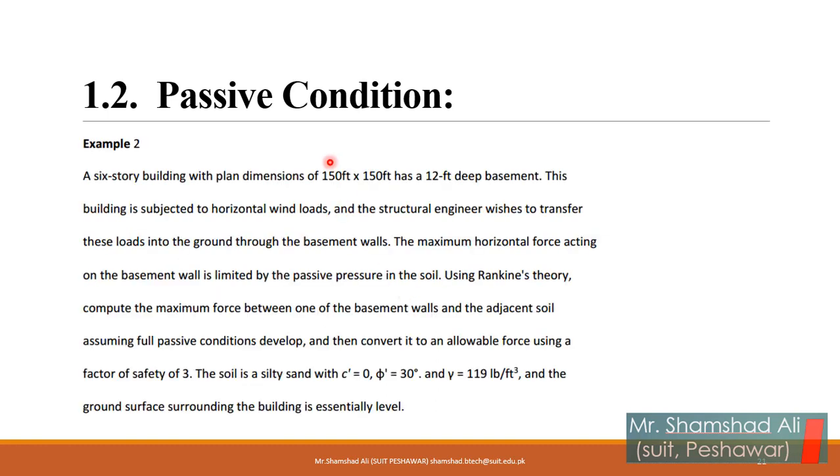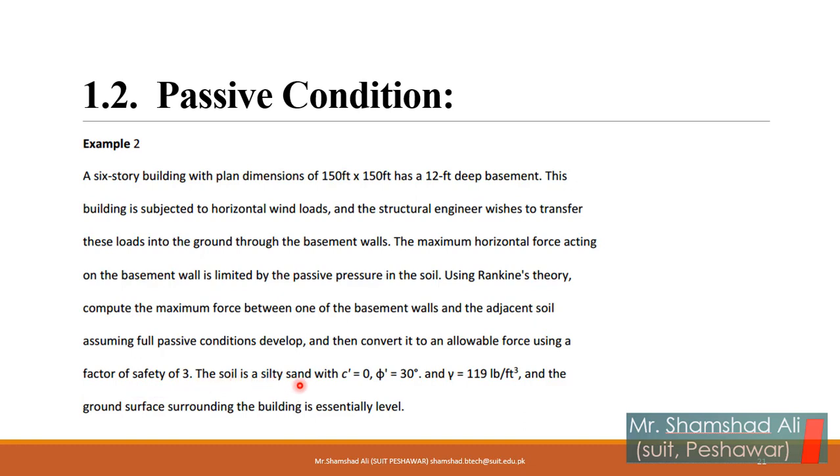Now we have example 2 on a passive condition. A 6-story building with plan dimensions of 150 feet by 150 feet has a 12 feet deep basement. This building is subjected to horizontal wind load, and the structural engineer wishes to transfer this load into the ground through the basement walls. The maximum horizontal force acting on the basement wall is limited by the passive pressure in the soil. Using Rankine theory, compute the maximum force between one of the basement walls and the adjacent soil, assuming full passive condition develops, and then convert it to an allowable force using a factor of safety of 3.